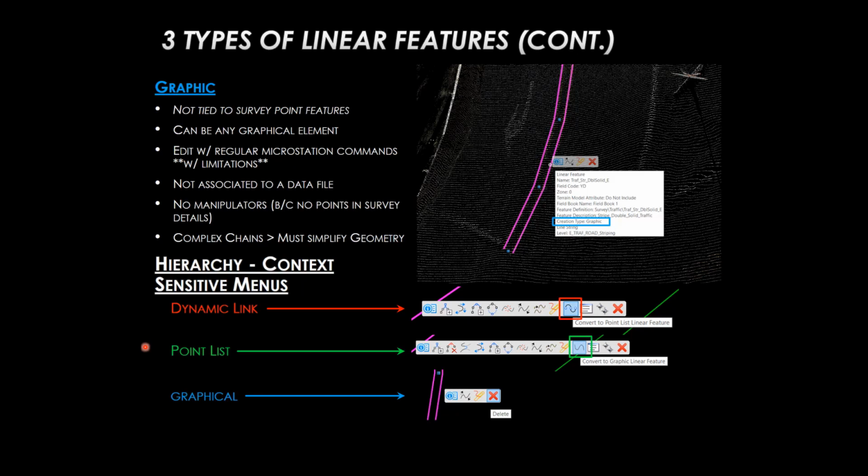You can take a pointless feature to a dynamic link feature, but things get messy and I don't recommend doing it. Once you convert a dynamic link feature to a pointless feature, just leave it. There's no real reason to go back to a dynamic link feature. It will still function the same in your terrain and in your survey fieldbook.